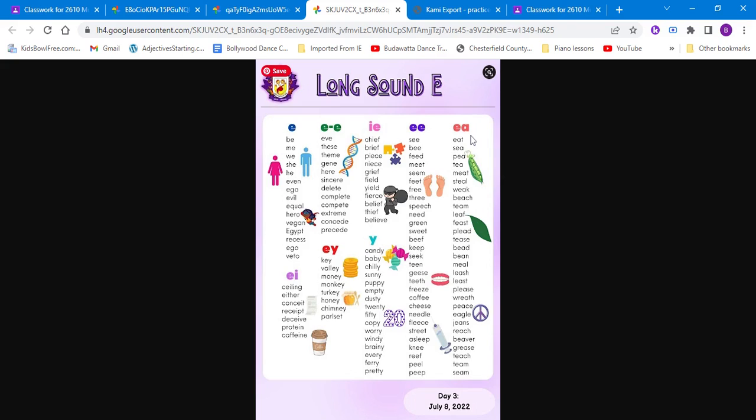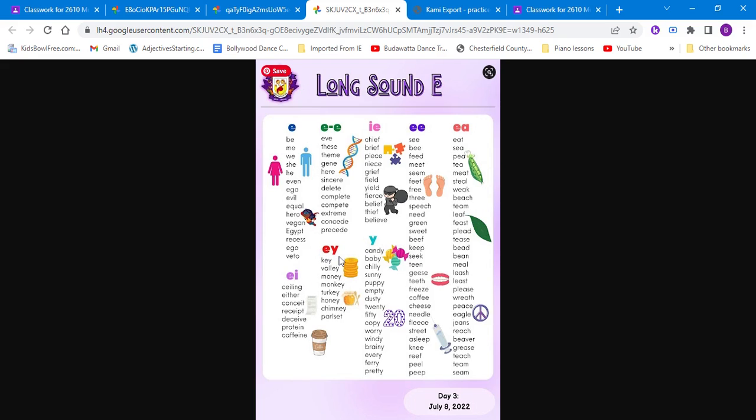EA is another way to write the long sound E. For eat, sea, and pea, you can all hear the long sound E, even though we write E and A. For E and I, that's another way. Ceiling, either, received are all ways that you hear the long sound E. Even though we write E and I, you only hear the long sound E.